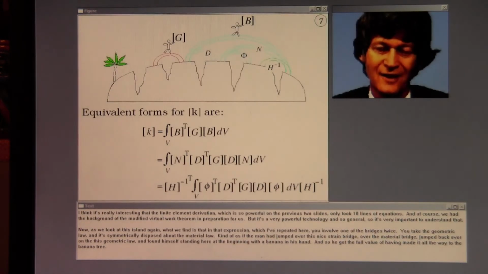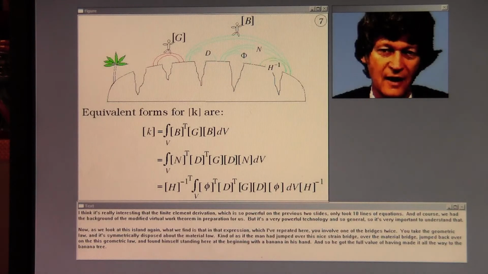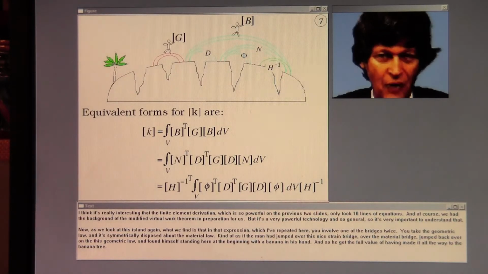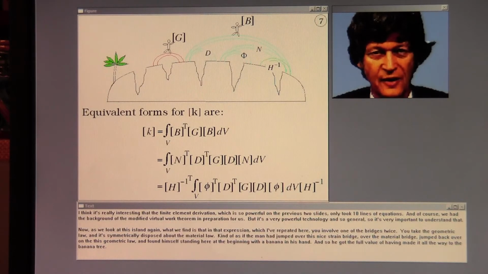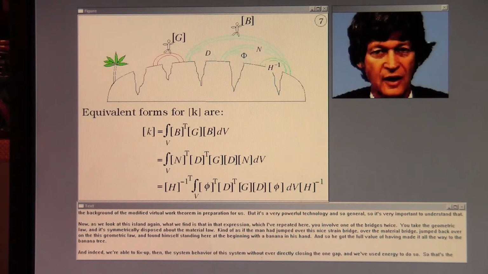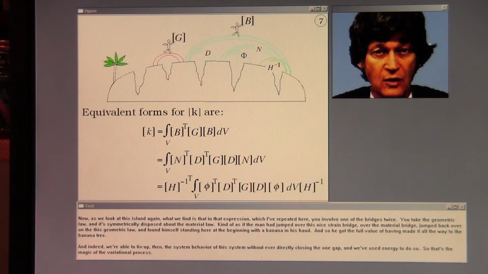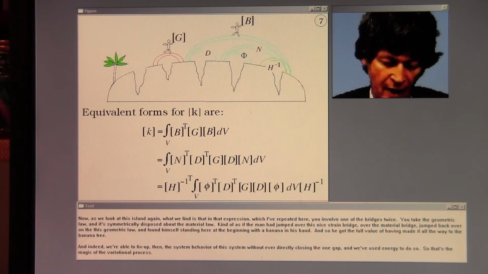I think it's really interesting that the finite element derivation, which is so powerful on the previous two slides, only took 10 lines of equations. And of course we had the background of the modified virtual work theorem in preparation for us. But it's a very powerful technology and so general, so it's very important to understand that.